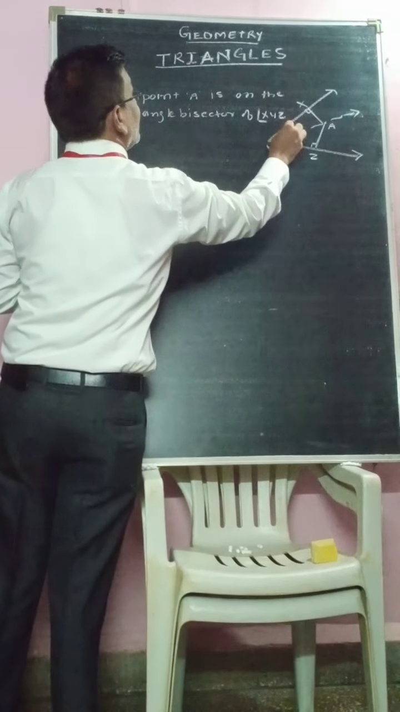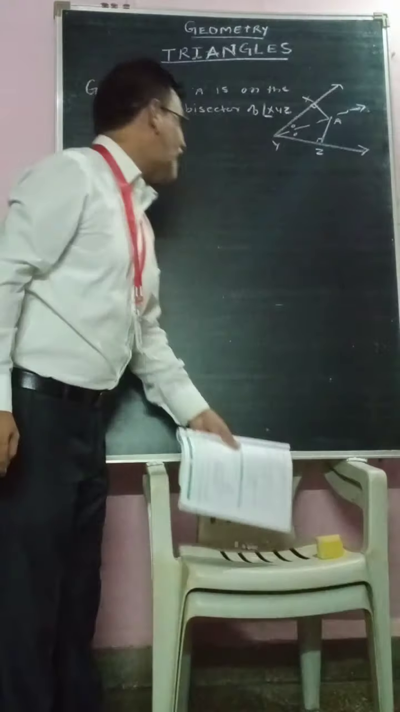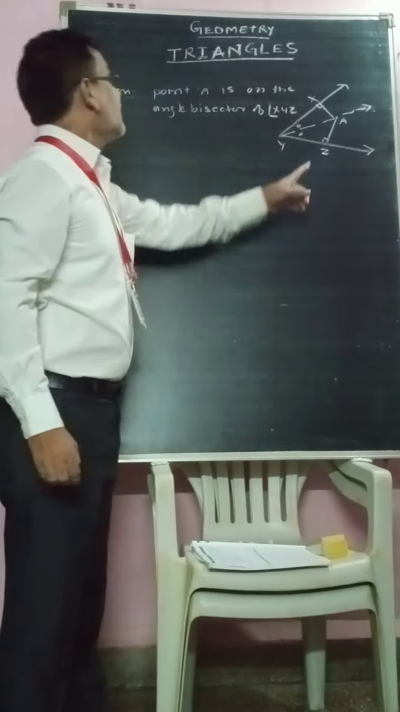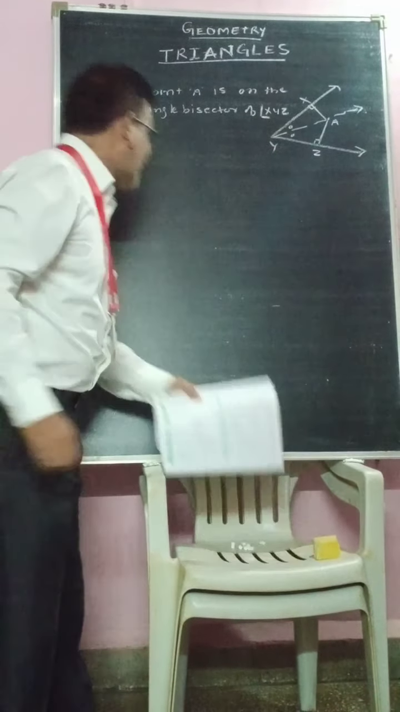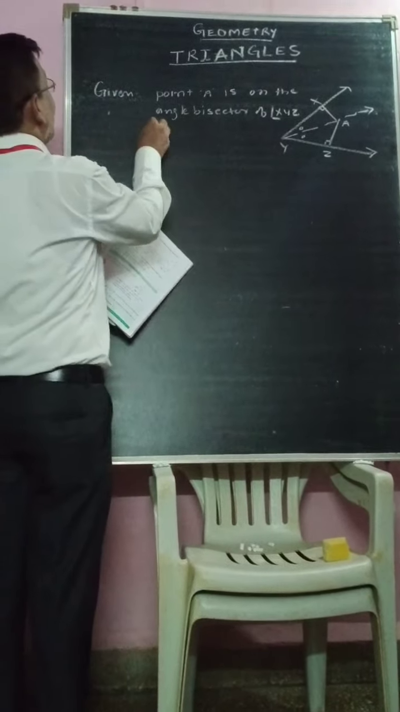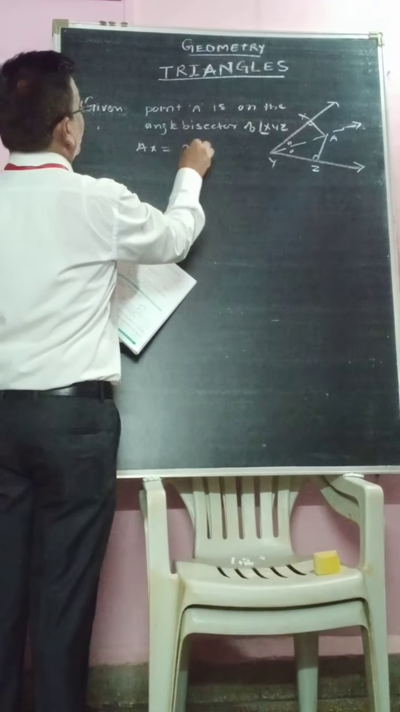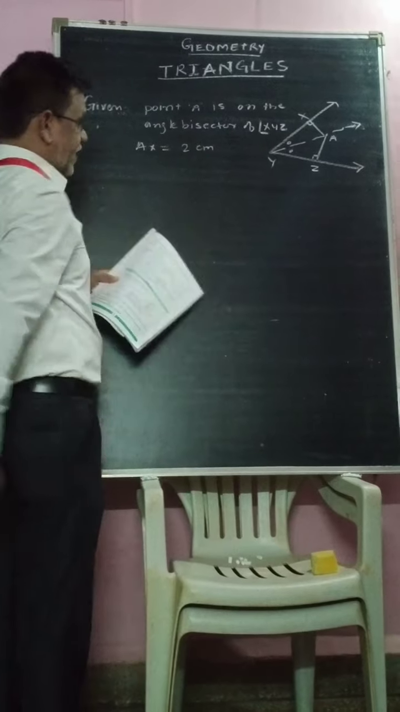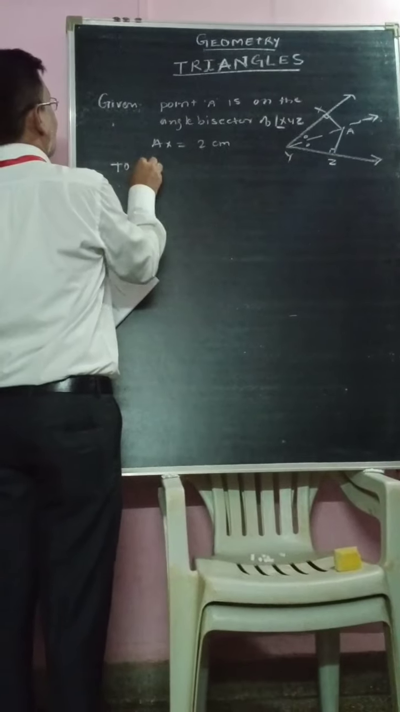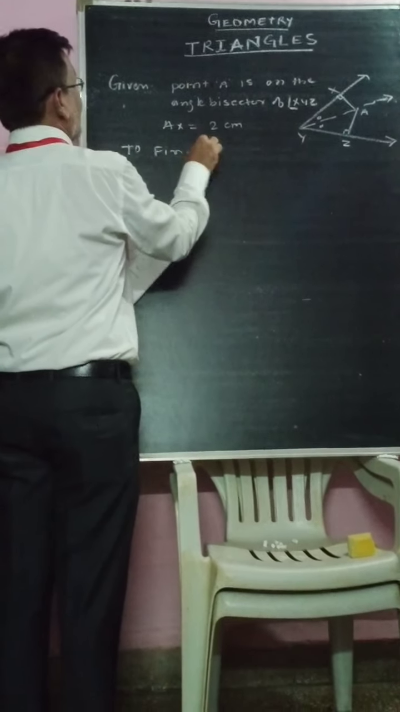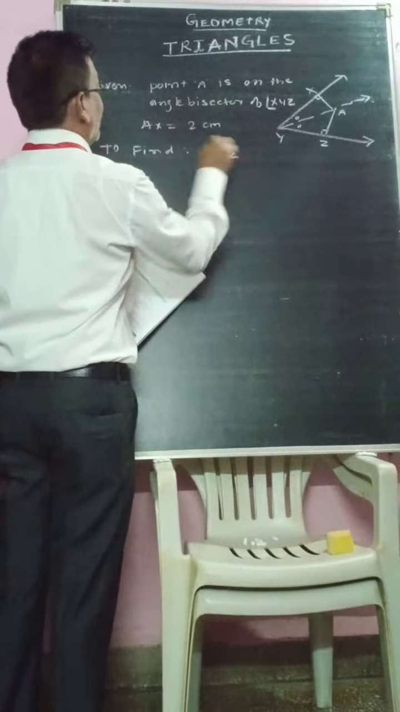It is given, meaning this angle is congruent to this angle. It means angle XYA is congruent to angle ZYA. Now what to find? AX is given, AX is equal to 2 centimeter. And what do we have to find? You have to find AZ.